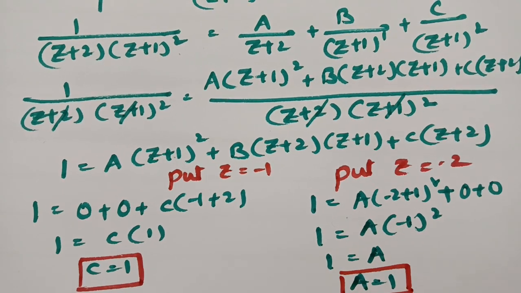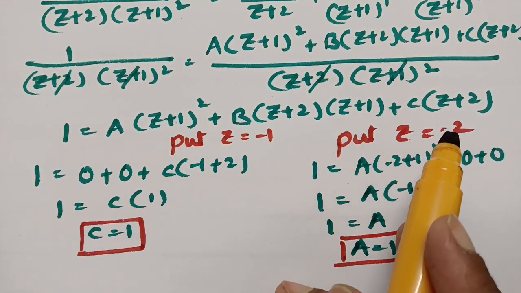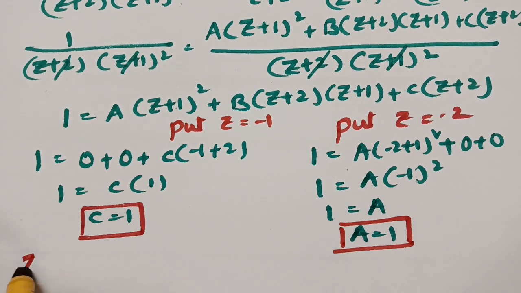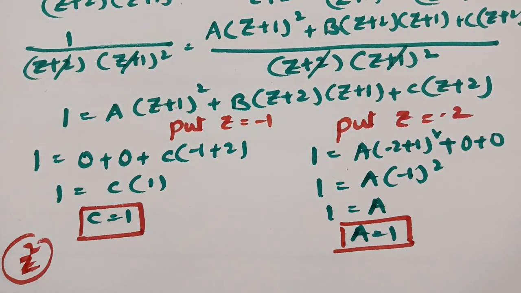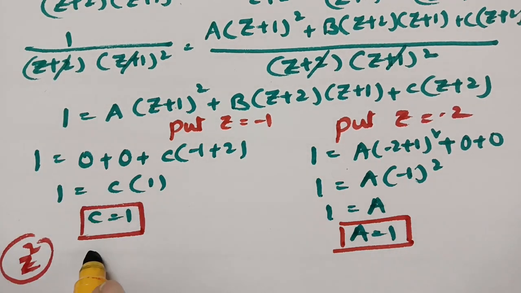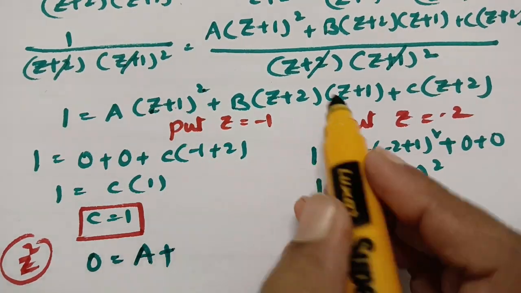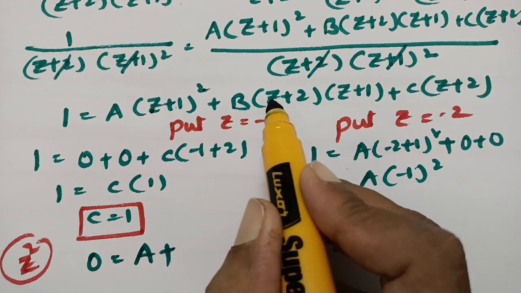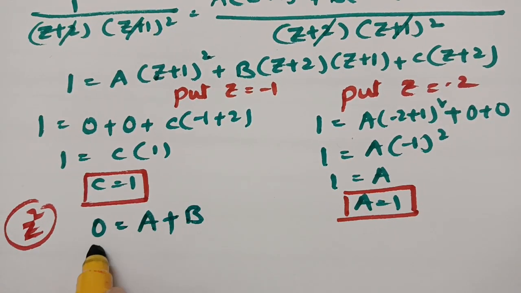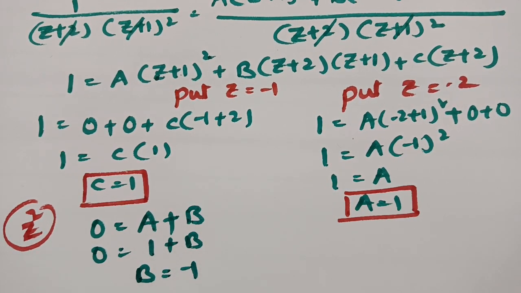And after that, we need the value of b. For getting the value of b, there is no substitution, therefore we have to compare the z square coefficients on both sides. If you see here, there are no z square coefficients on the LHS, so this will be 0. On the right side, a plus, if you multiply these two, we'll be getting z square and the coefficient here is b. So a plus b is equal to 0. We have a value as 1 and therefore the b value is equal to minus 1.